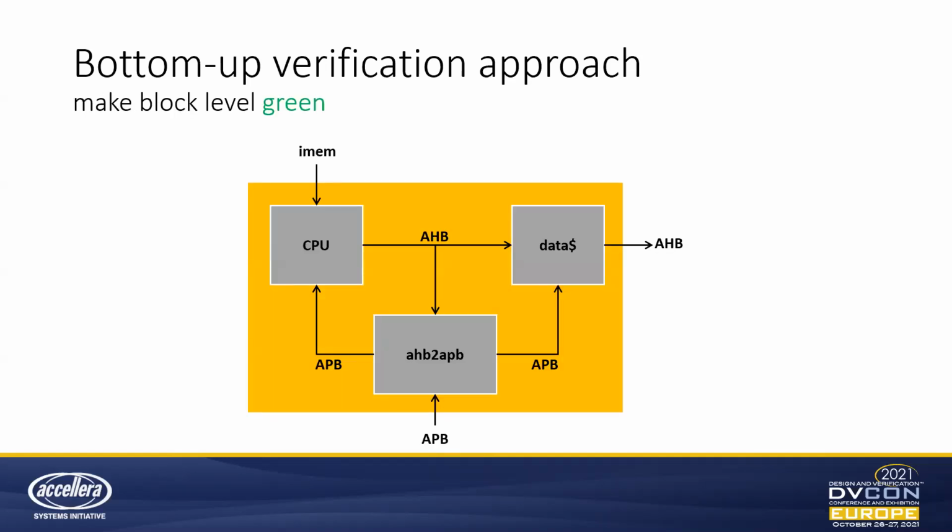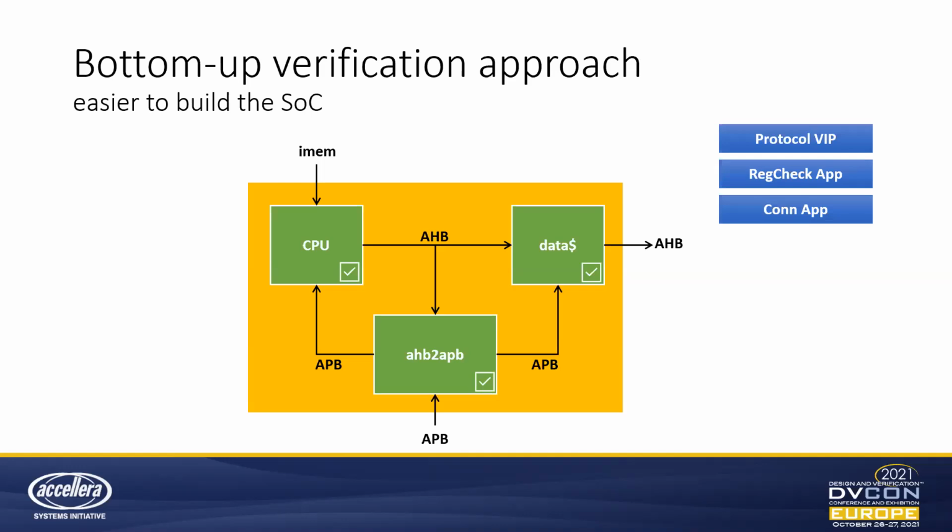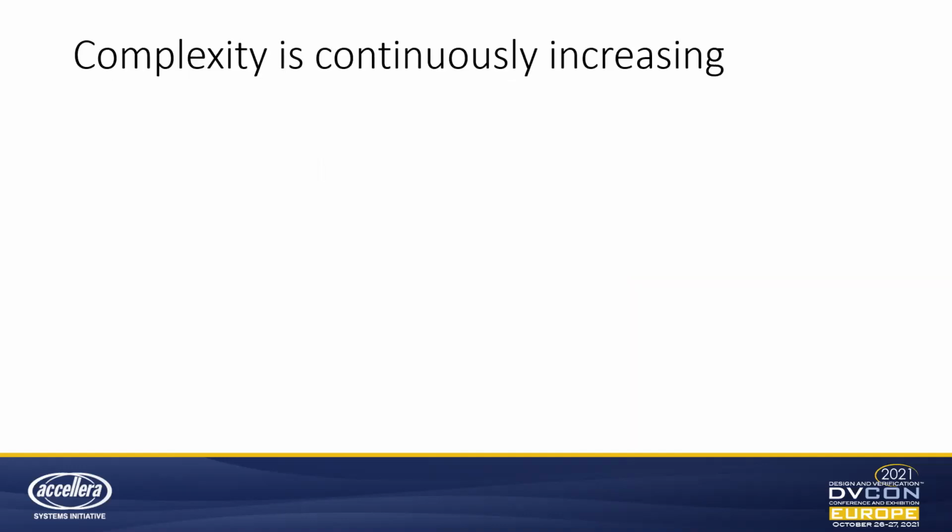So yeah, for the bottom-up verification approach, what we recommend is to make the block level green. In this diagram, we have a system that has a cache, a CPU, and some protocols that help to integrate. It's important to get the blocks green with the automated checks, and this is actually a prerequisite step before you perform any integration. Before you do integration and before you verify that everything is integrated correctly with the verification IPs, the register maps and the connectivity apps, it is important to have these blocks green.